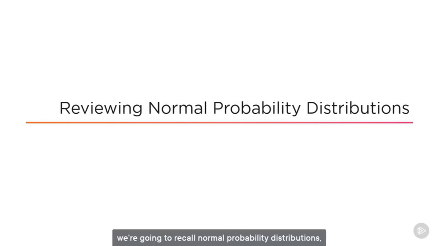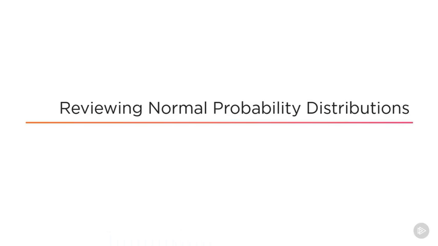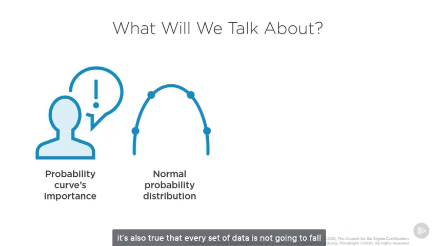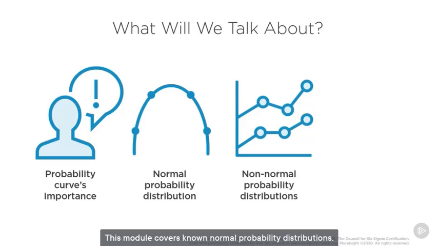In this video, we're going to recall normal probability distributions, and I'll talk more about what is in store for you in this module and in this course. While it's true that the normal probability curve is the most important and commonly used distribution in statistics and by Six Sigma teams, it's also true that not every set of data is going to fall along the normal probability distribution. This module covers non-normal probability distributions, how to recognize some of the more common distributions through graphical analysis, and some information about using statistical analysis with such distributions.